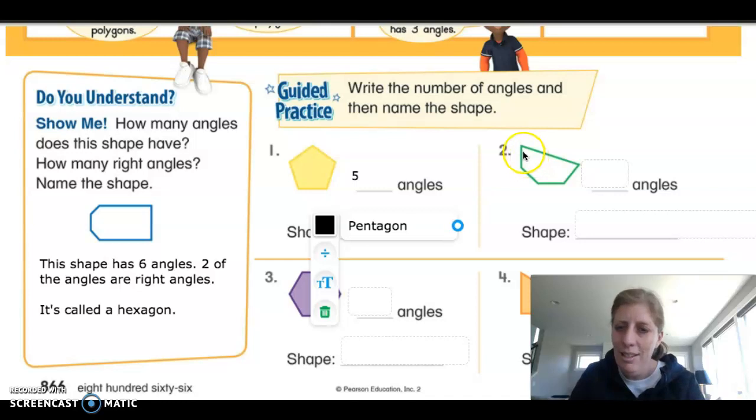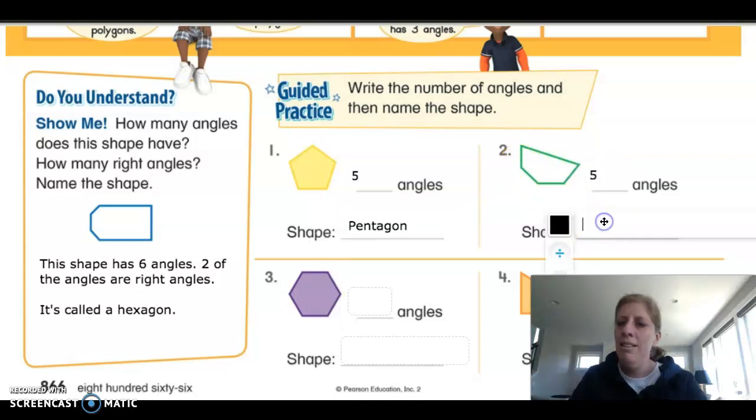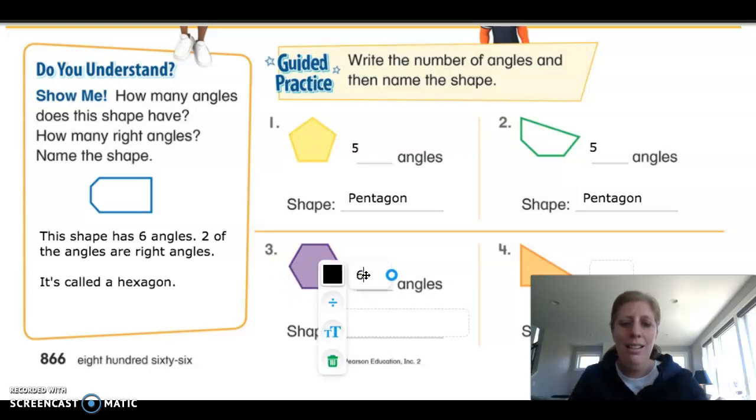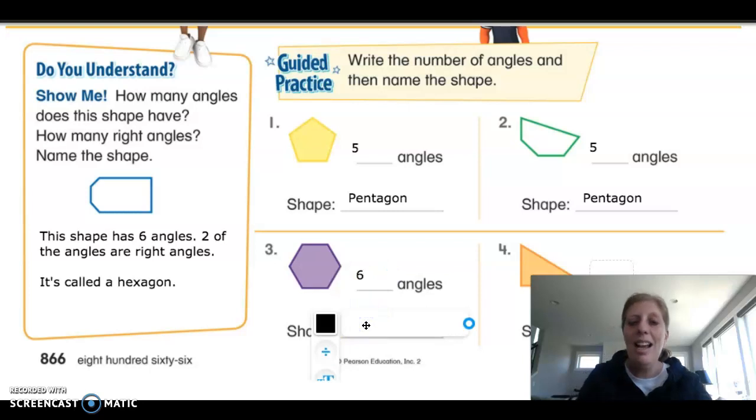Okay, I'm going to move myself here so we can see this one. Okay, let's count the angles. 1, 2, 3, 4, 5 again. That's 5 again. So what did we just say was 5? Pentagon. How about this one? 1, 2, 3, 4, 5, 6. 6 angles, 6 sides, hexagon.